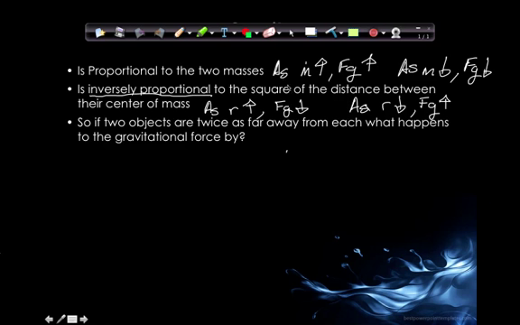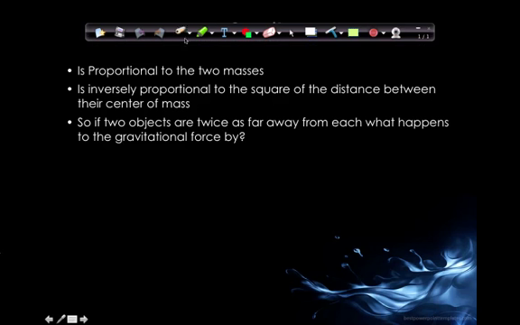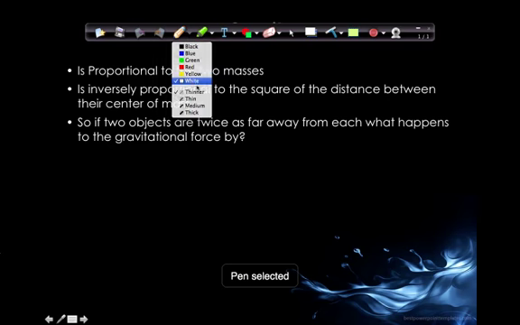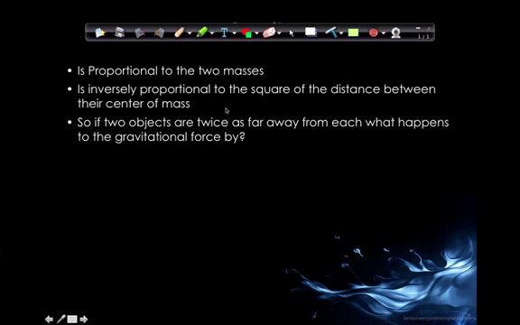Now, it also says to the square of the distance between their centers of mass. Okay, so we know what inversely proportional means. It means as one thing goes up, the other one goes down. But we need to know what the square of the distance means. Basically, if you're trying to figure out what factor the force of gravity is going to increase or decrease by, you're going to have to square that number.